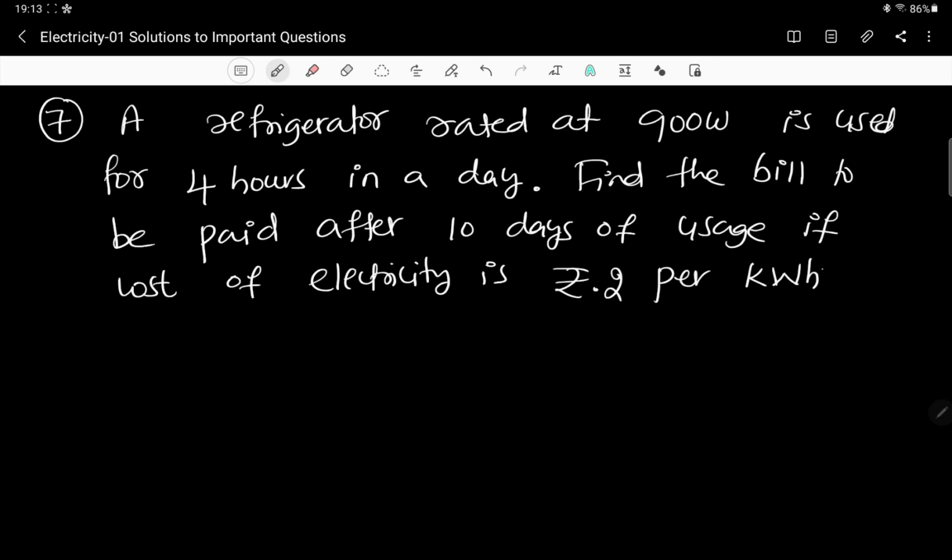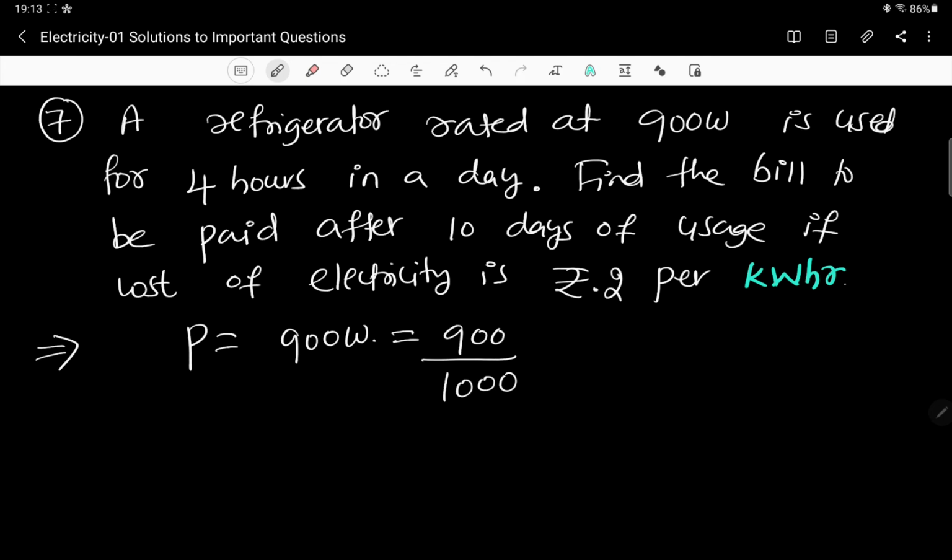It's very important, kilowatt hour, per kilowatt hour it's given. Look at this. This power rating is like 900 watt, no? So now 900 watt won't work. Why? Because the cost of electricity is given in kilowatt hour, means we have to convert this. So this 900 watt, you know how to convert this. 900 divided by 1000, watt to kilowatt. 2 zeros got cancelled, so it becomes 0.9 kilowatt.